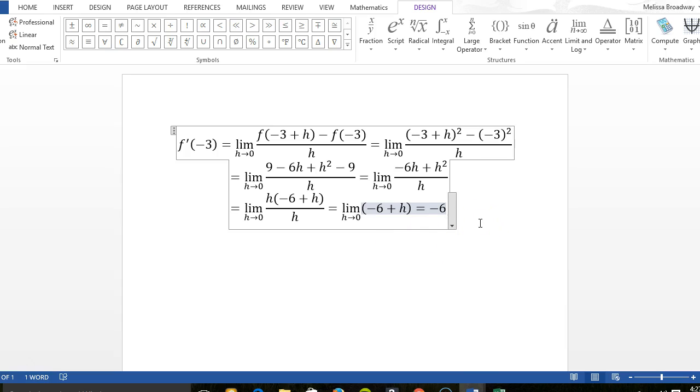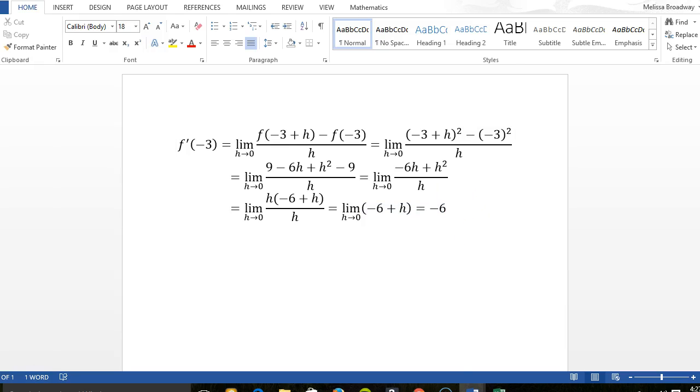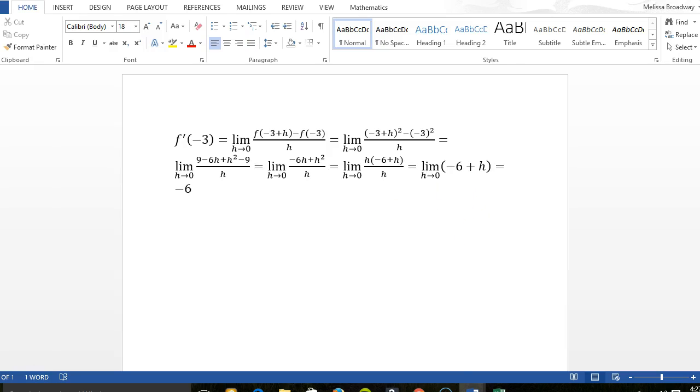That's good. The hard part is done. So there's my slope, and it re-formatted it for me. But anyway, so f prime of negative 3 is negative 6. So my tangent line equation is, which is what I'm after. That's the big guy I'm after.